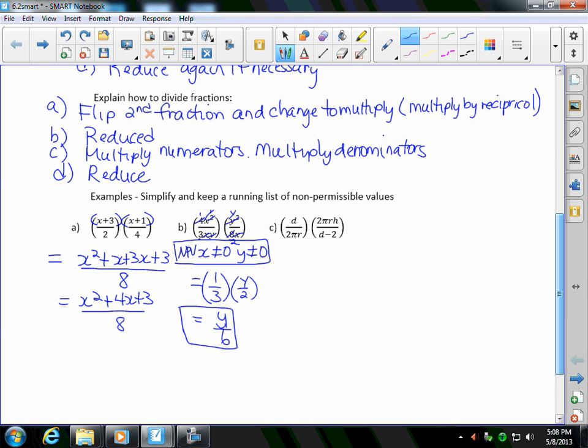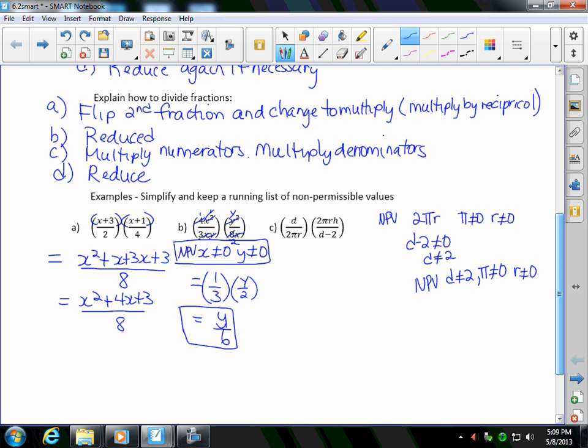Example C. So I have to take my denominators first of all to find my restrictions. So I have 2 pi r in that denominator, so that means I have pi is not equal to 0 and r is not equal to 0. In my second denominator, I have d minus 2, so if I set that not equal to 0, d is not equal to 2. So my restrictions are going to be d is not equal to 2, pi is not equal to 0, and r is not equal to 0.